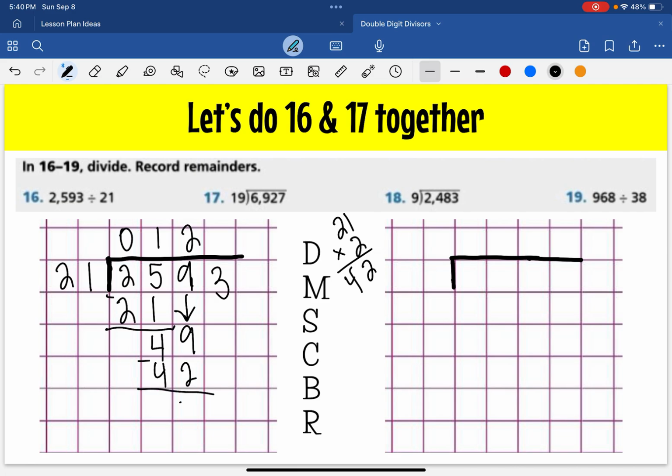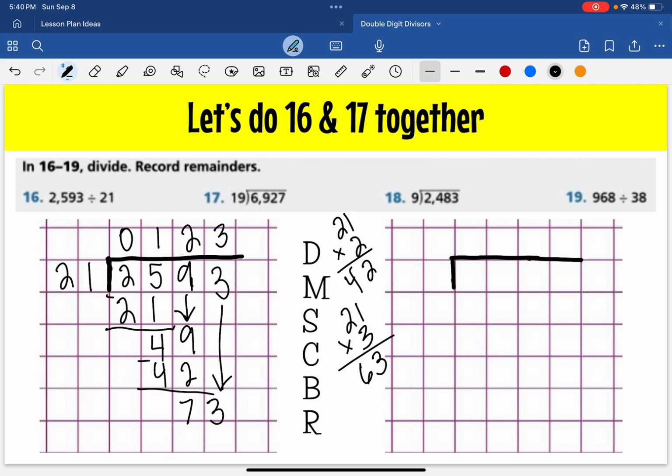Then I'm going to subtract and get 7. Then I do my check. Is 7 less than 21? Yes, bring down my 3. How many times can 21 go into 73? Let's try 3. 63. That's perfect. That's as close as we're going to get.